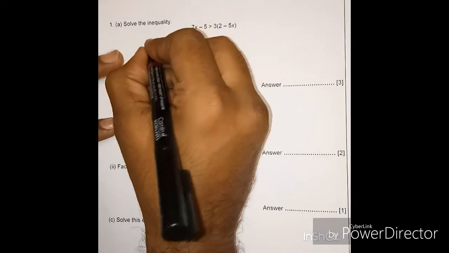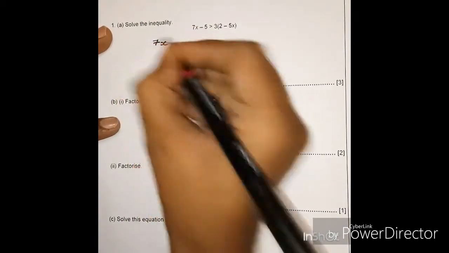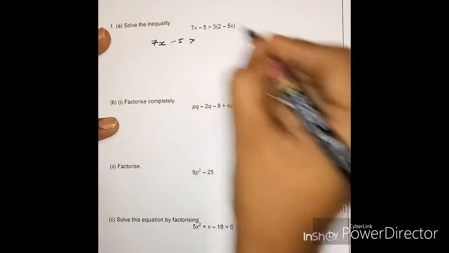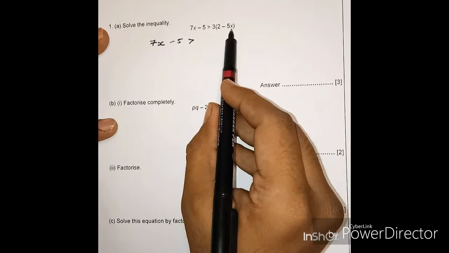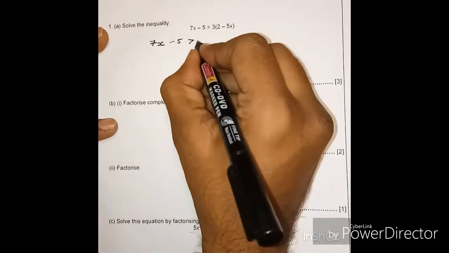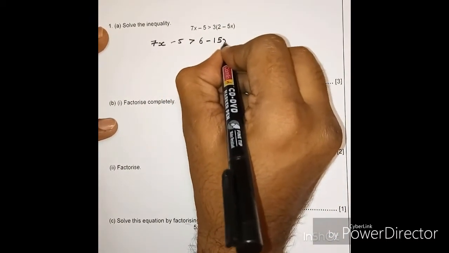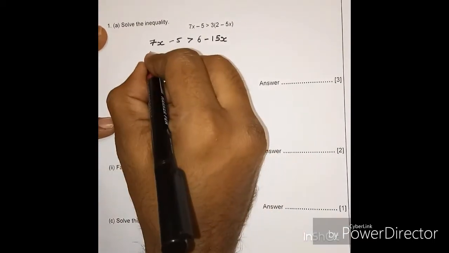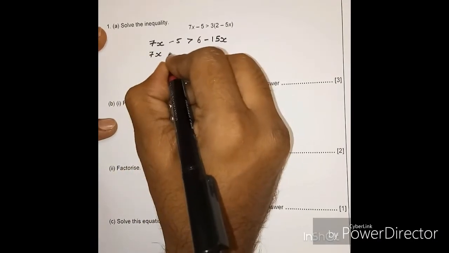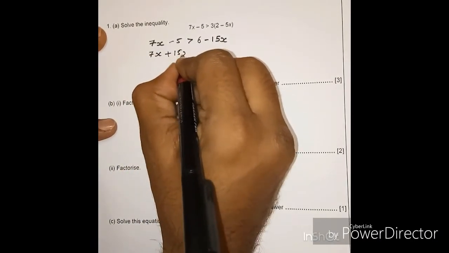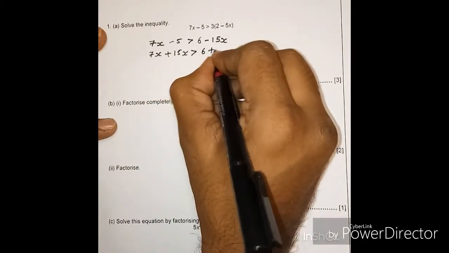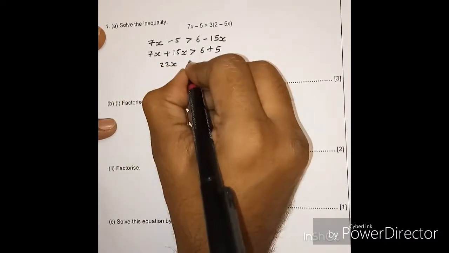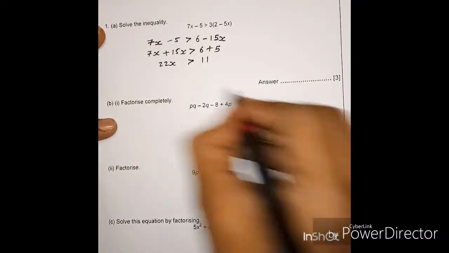Let's start. In the first question, 7x minus 5 is greater than 3 into 2 minus 5x. That means I will open the bracket and multiply 3 within the bracket, and it will become 6 minus 15x. Now taking the x term on one side and the constant on the other side, it will become 7x plus 15x is greater than 6 plus 5, which is equal to 22x is greater than 11.